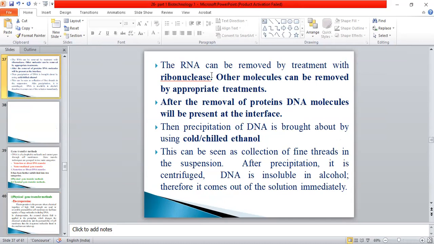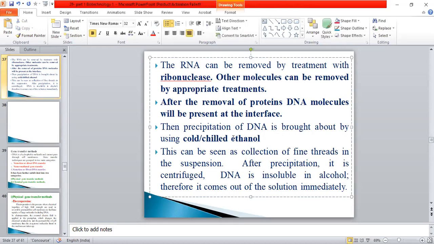Okay, my dear. Go to the next one. After the removal of the protein, the DNA molecule will be present at the interphase. Then the precipitation of the DNA is brought about by cold or chilled ethanol. This is also very, very important. Yesterday we saw it, I think, in the last class. Chilled ethanol. Then the DNA molecule undergoes the precipitation process. This is very, very important from the NEET point of view. DNA precipitation is done by which chemical component? The chilled ethanol. That is very, very important.